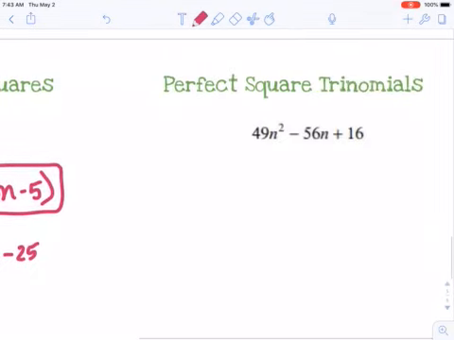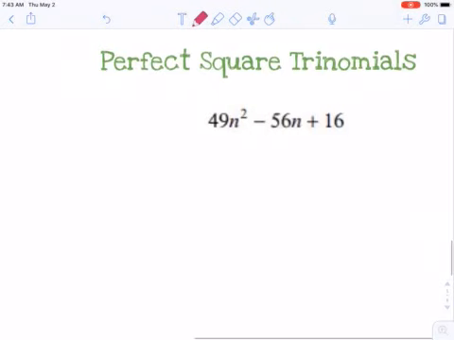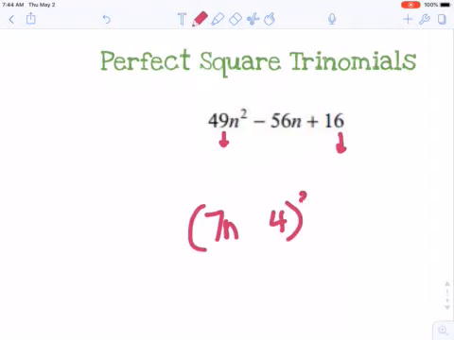So perfect square trinomials. These are a little bit harder to dissect, but they're very easy to factor. And I'm actually going to factor it first, and then I'll talk about why. So with a perfect square trinomial, you're going to take the square root of the first term, so that's 7n, the square root of the last term, which is a 4, and then you're going to put it in parentheses and square it.